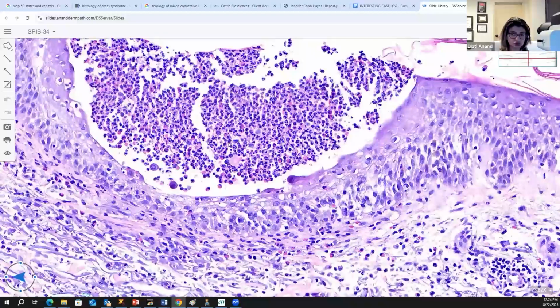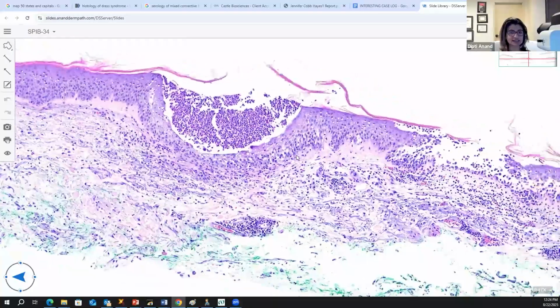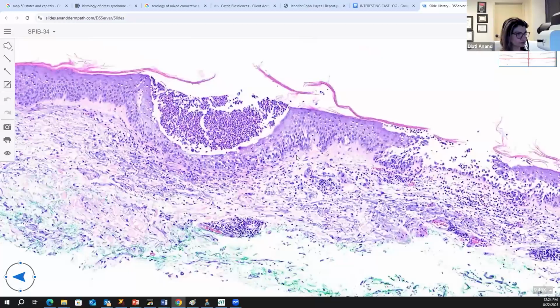Sometimes the eos can also get mixed with the neutrophils. So predominantly it's pustules with neutrophils in the epidermis. So that is HF. Good job.